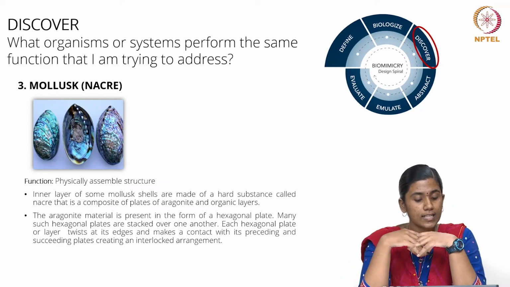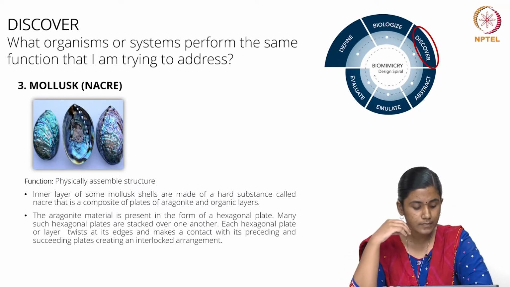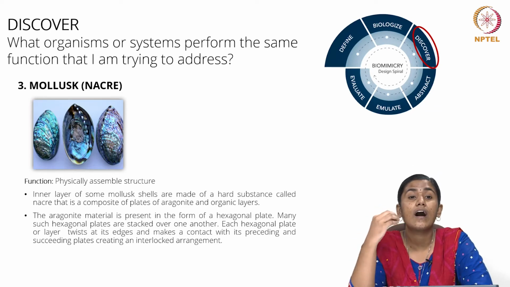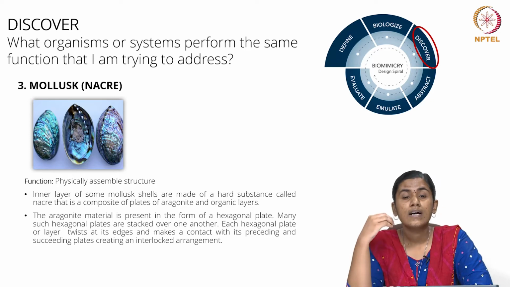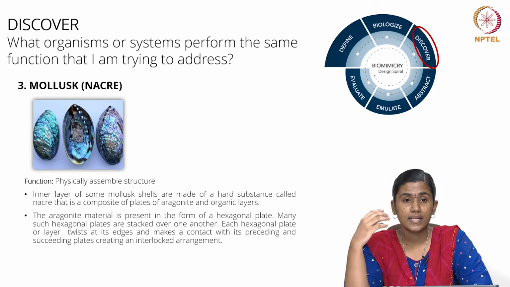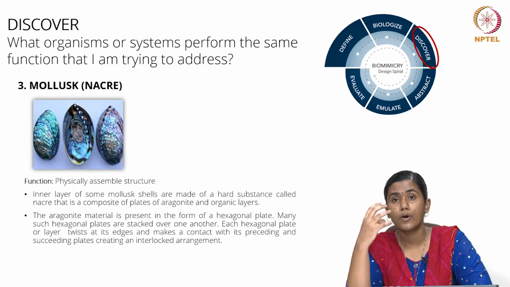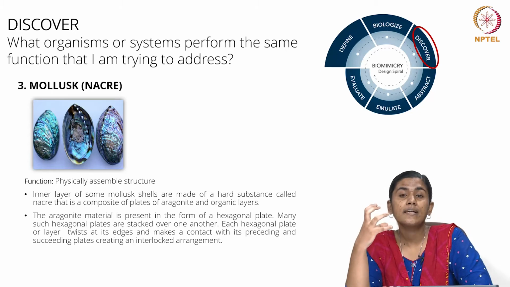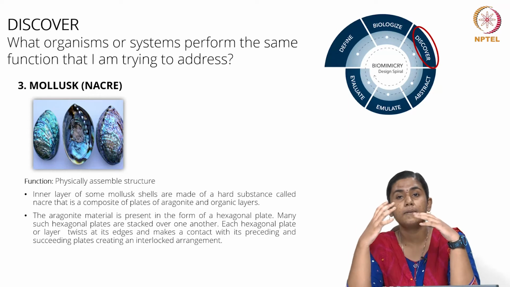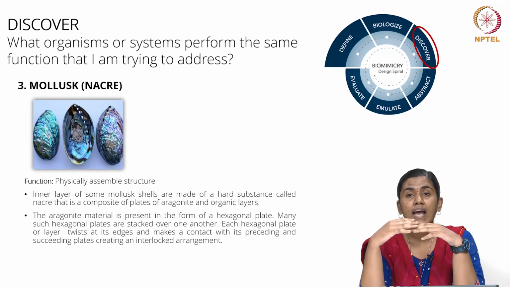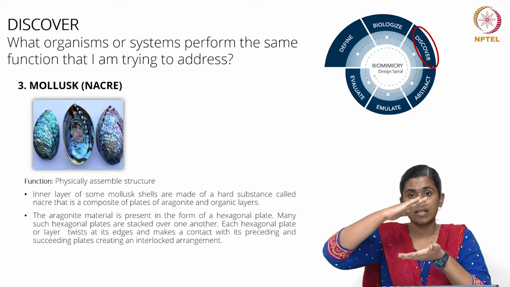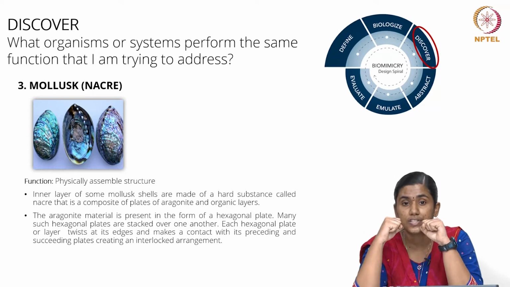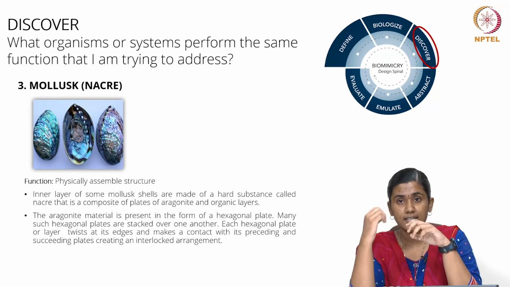The next organism which I looked at was the mollusk shell, to be concise. The inner layer of this mollusk shell is made up of a hard substance called nacre. The nacre is made up of two other materials, and one of the materials which is of important focus here is aragonite. The aragonite is made up of hexagonal plates, and these hexagonal plates are stacked over one another, and they also interlock with one another in a stacked up arrangement. This gives rise to an interlocked arrangement for this shell, making it extremely hard and resistant to external impact, so it doesn't break.